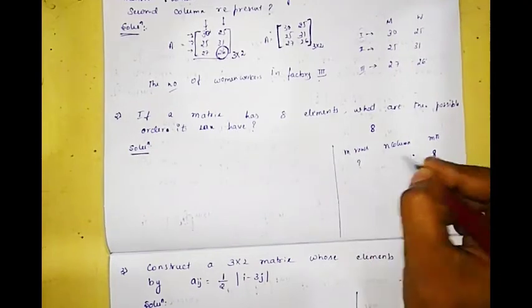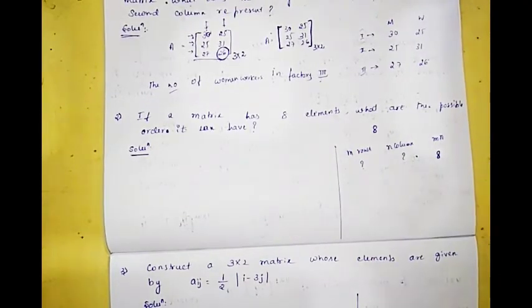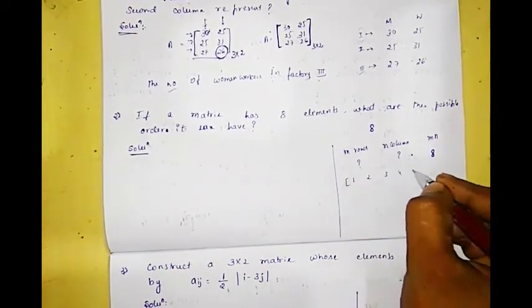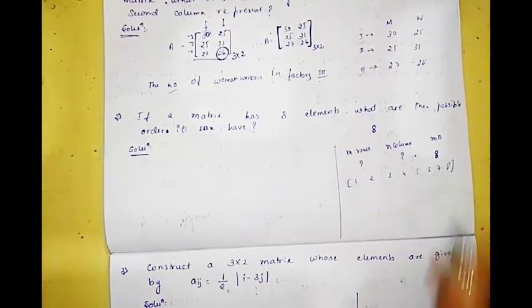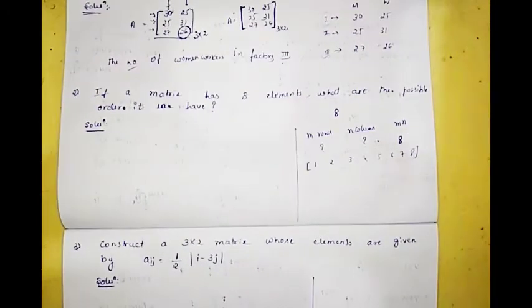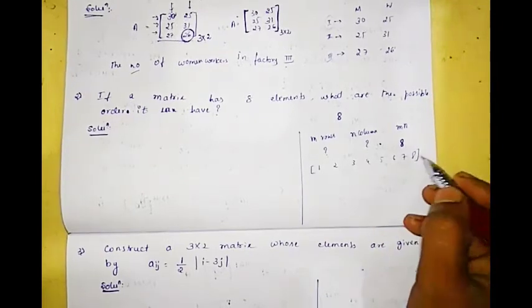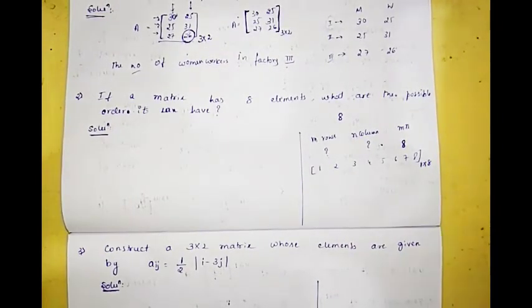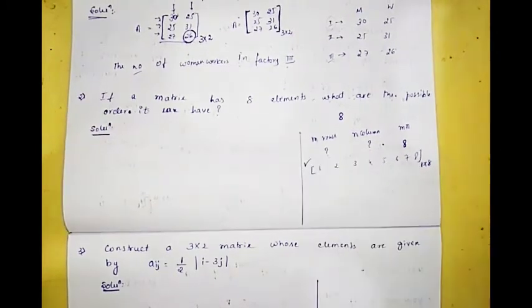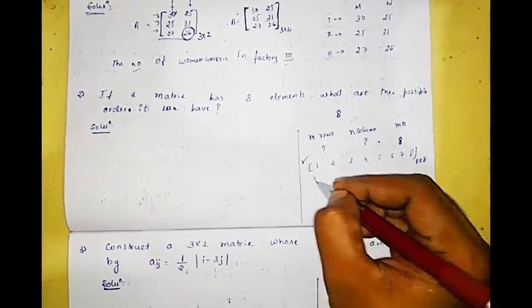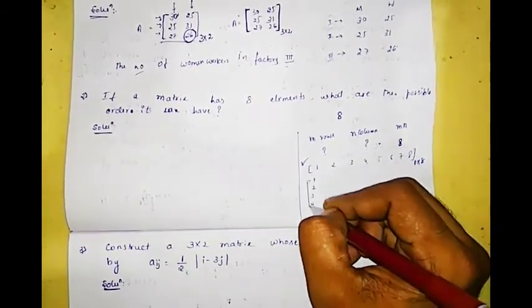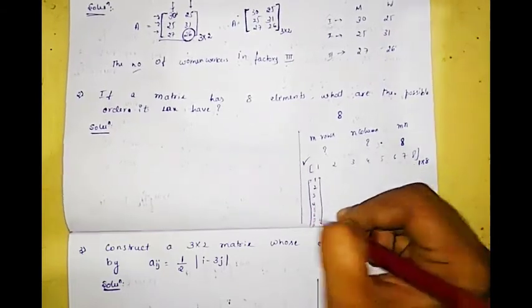Therefore, how many rows and how many columns can we write these elements in? I'll write the elements like this: 1, 2, 3, 4, 5, 6, 7, 8. This is one kind of matrix, correct? This is how the matrix comes when there are 8 elements: 1 row, 8 columns. This is one possible way. I can write like this: 1, 2, 3, 4, 5, 6, 7, 8. This is also one possible way.